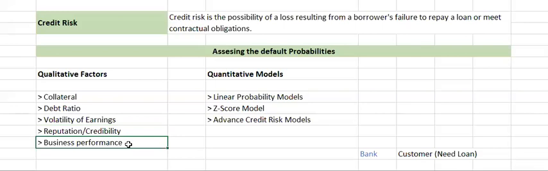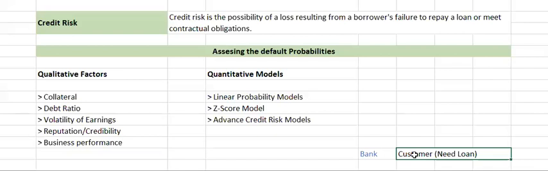And last is business performance. As a banker, I'll take the financial statements of my customer, which is a company, and then use these financial statements to see the business performance of this company. If this company has performed well in past years, then we can expect that it will perform well in future as well. So if business performance is good, credit risk will be lower. If past business performance is not good, we can say that credit risk is higher while granting a loan to the customer. So these are some factors which affect credit risk or probability of default.